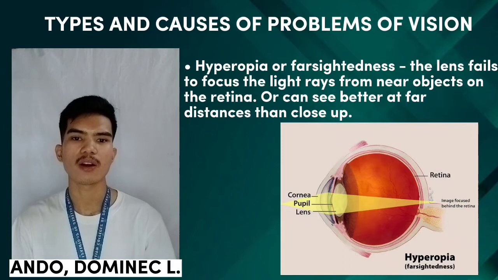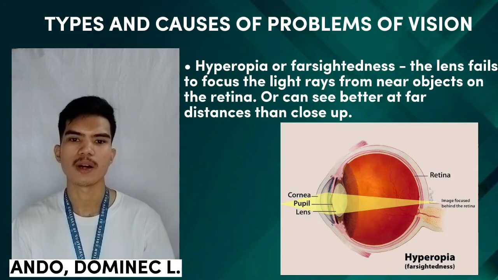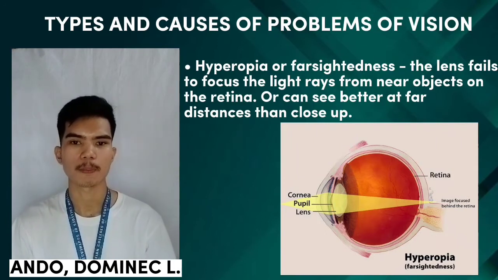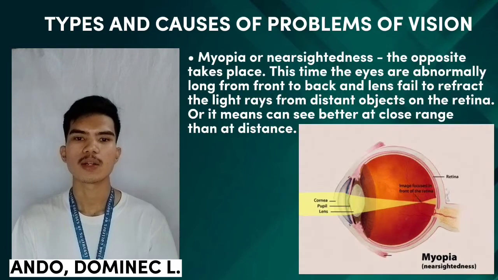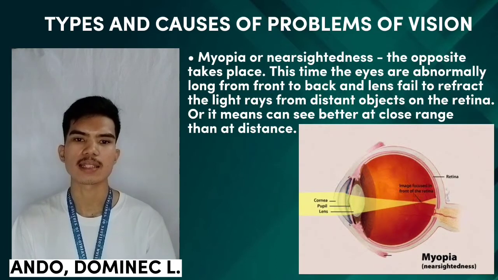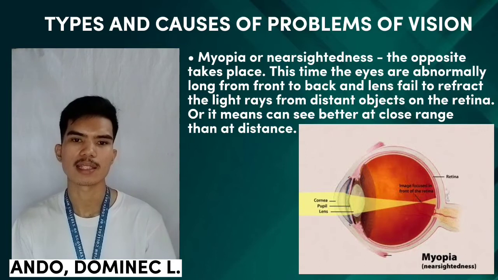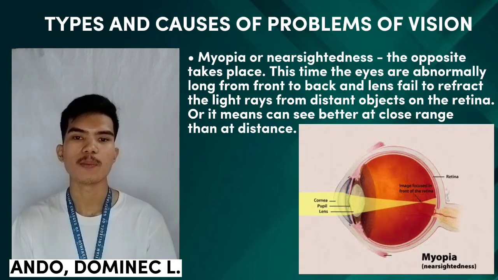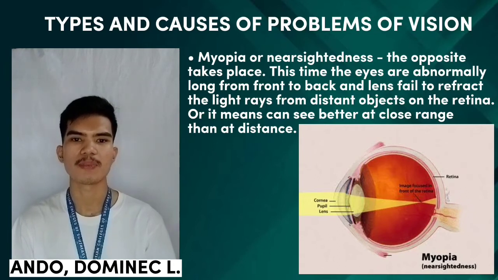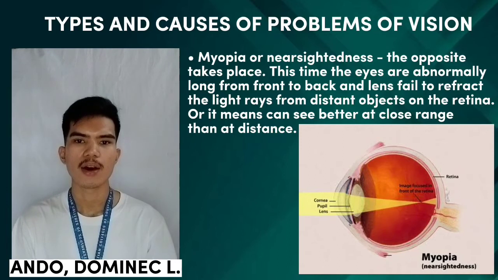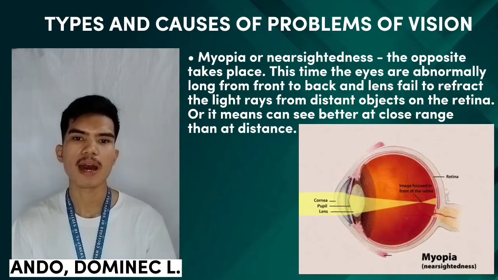In hyperopia or farsightedness, the lens fails to focus the light rays from near objects on the retina. In other words, one can see better at far distances than close up. In myopia or nearsightedness, the opposite takes place. This time, the eyes are abnormally long from front to back, and the lens fails to refract the light rays from distant objects on the retina. It means one can see better at close range than at a distance.